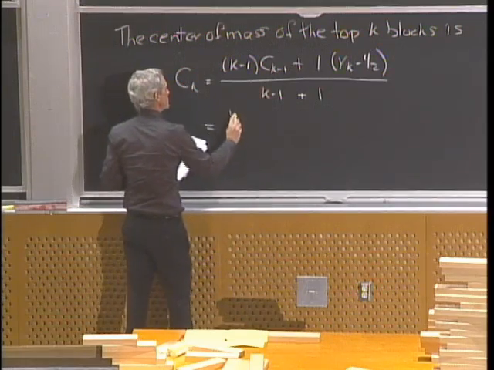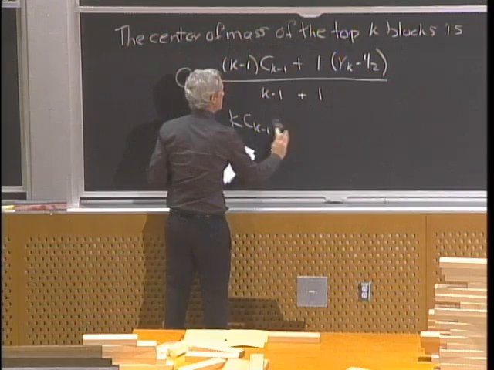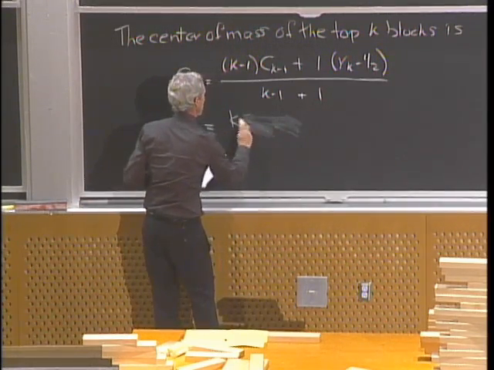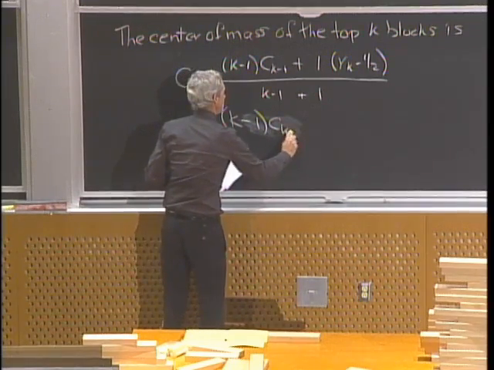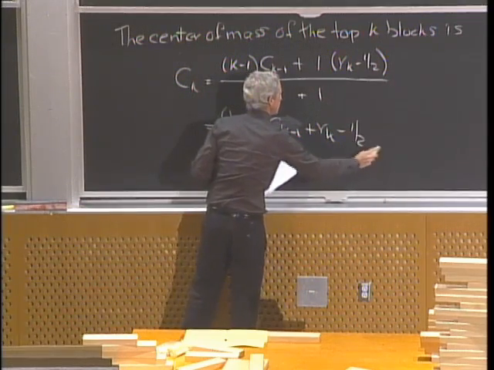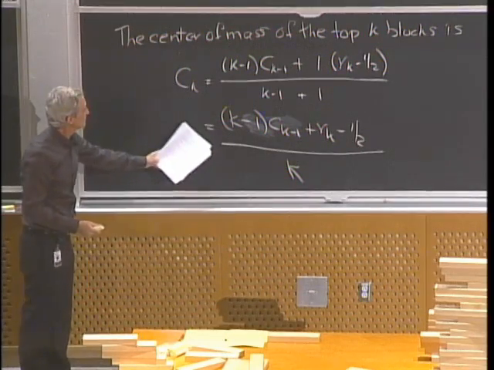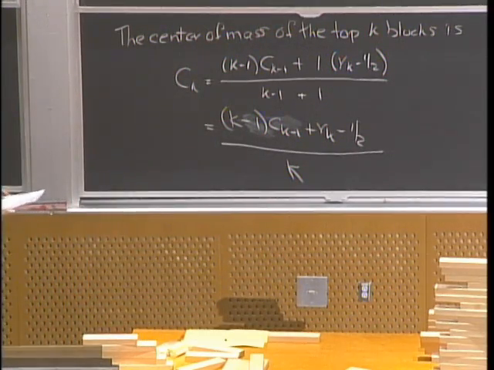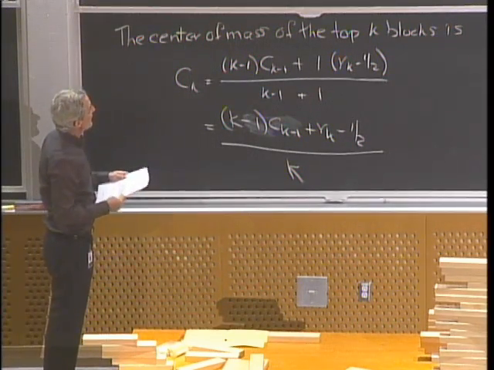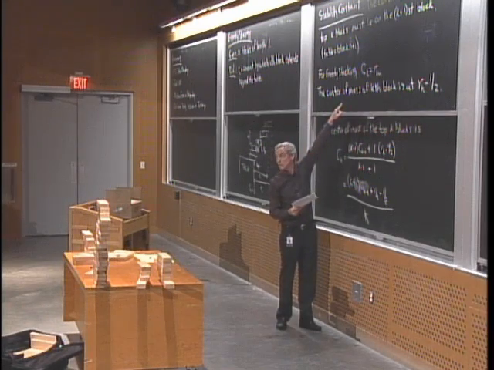So this equals k minus 1 ck minus 1 plus rk minus a half, all over k. All right, so now we've got an expression, a recursive expression for ck. And to simplify it, we're going to plug in ck as rk plus 1 for the greedy strategy.